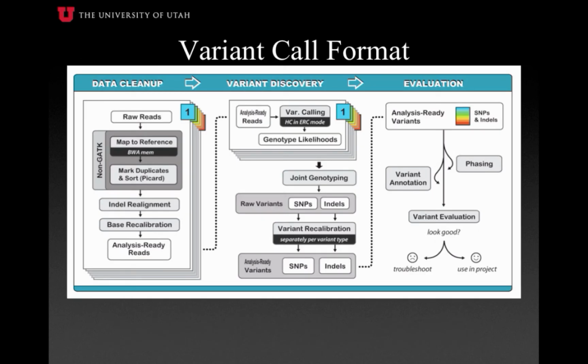We're also given a VCF file. This figure shows how the VCF is generated, and it can be divided into 3 parts. First, data cleanup, then variant discovery, and finally evaluation. By doing this, SNPs, indels, and structural variation calls can be presented.